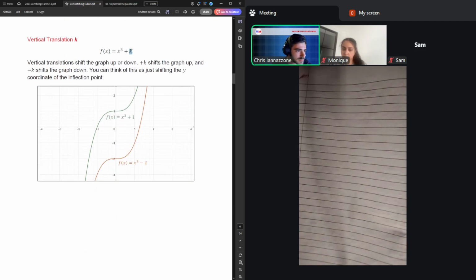Vertical translation, that's just the plus at the very end of the equation. Again, that works the same as quadratics. This would be a vertical shift up by 1, and sure enough, the inflection point will follow. Same thing with the -2.